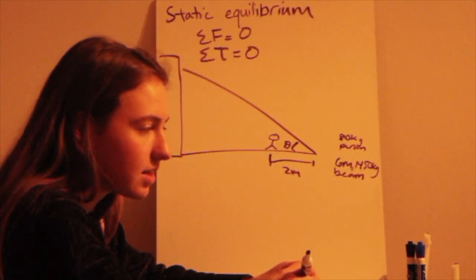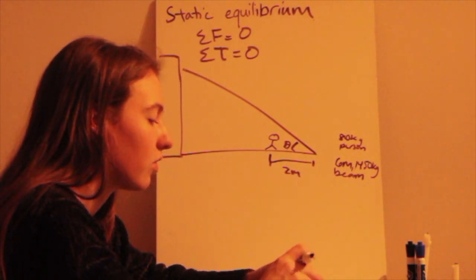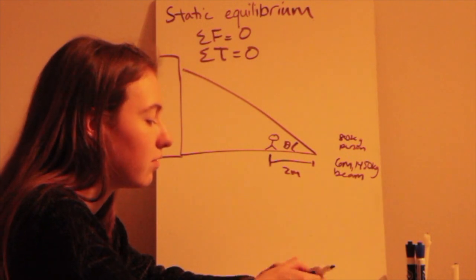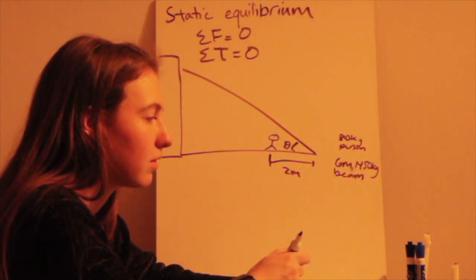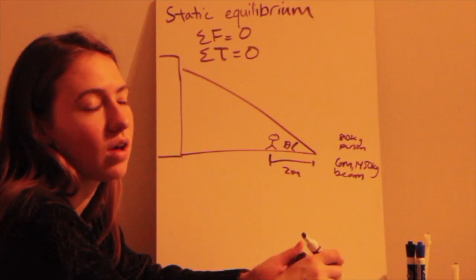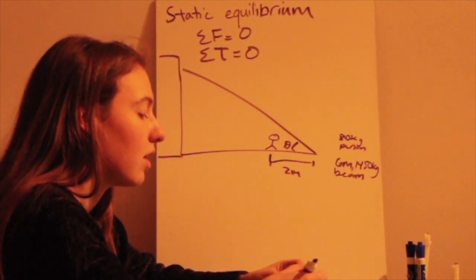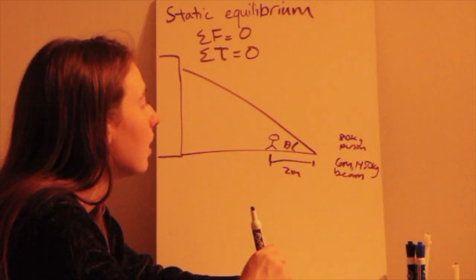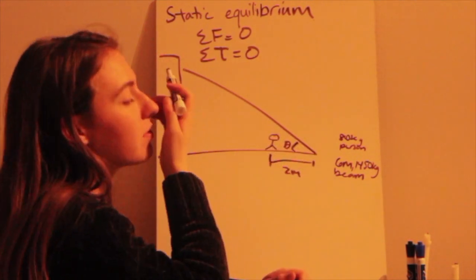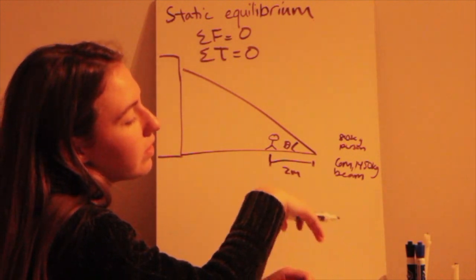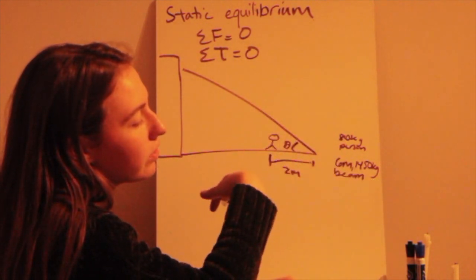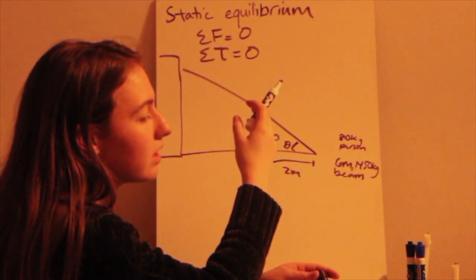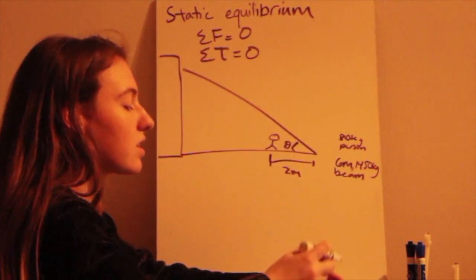Okay, the question is asking if this construction worker should be worried about the cable breaking because he is sitting pretty far from the axis of rotation, the pivot point. So he is exerting a lot of torque, possibly, on this beam. The cable is rated at 15,000 newtons, so that means that it's able to withstand that much force. So let's find the tension in the cable in this situation.